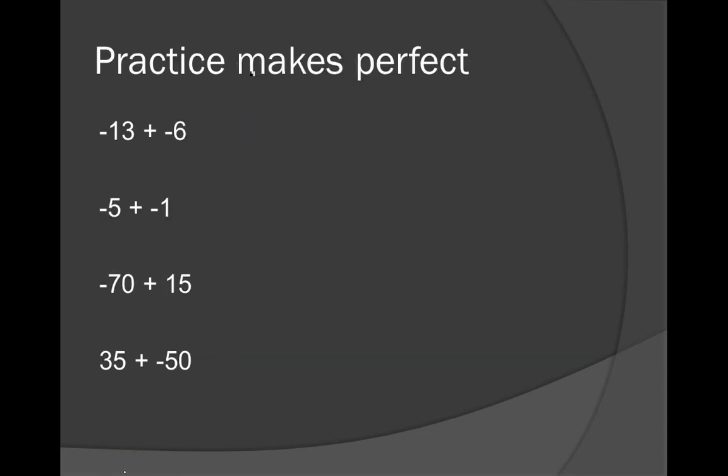Practice makes perfect. So, negative 13 plus negative 6, my signs are the same, so I'm going to add the numbers, 13 plus 6, that's 19, and I'm going to keep the sign, so the sign is negative. Negative 5 plus negative 1. My signs are the same, so I go 5 plus 1. That gives me 6, and I keep the sign.